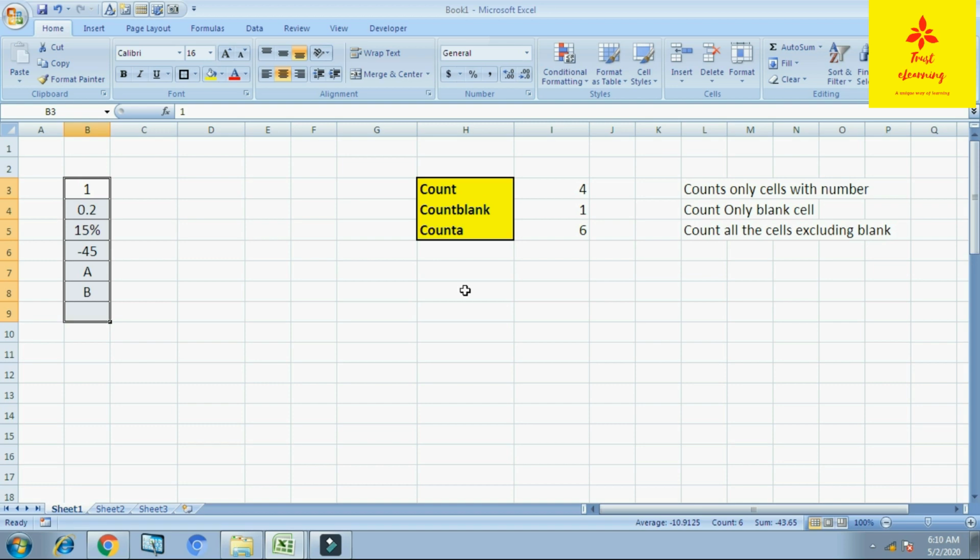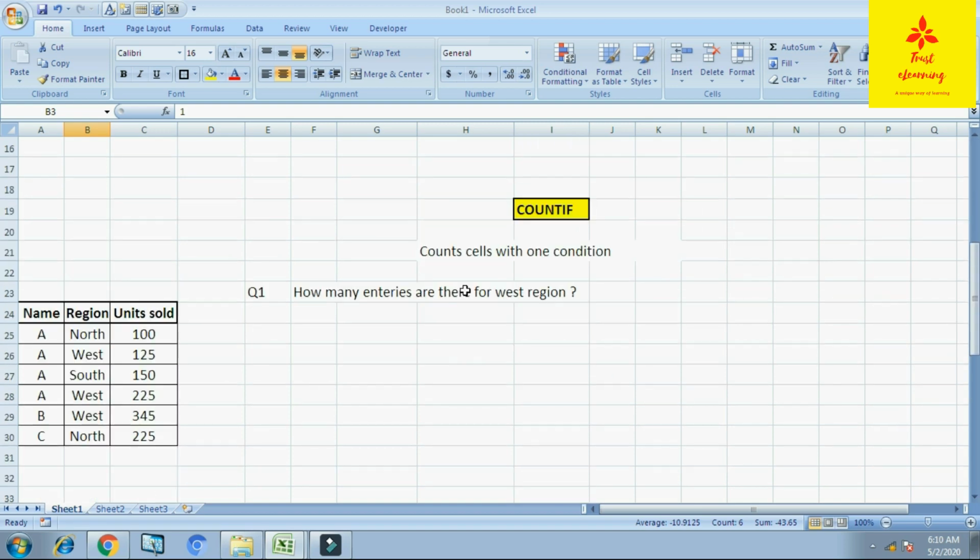Let's move on to COUNTIF. What is the role of the COUNTIF function? The COUNTIF function counts cells on the basis of one criterion. Suppose you have to count certain cells after specifying a certain criterion. So it will count only those cells which meet the criterion specified by you.